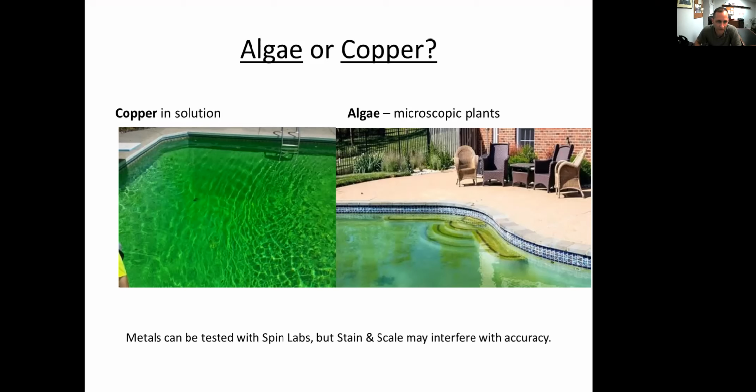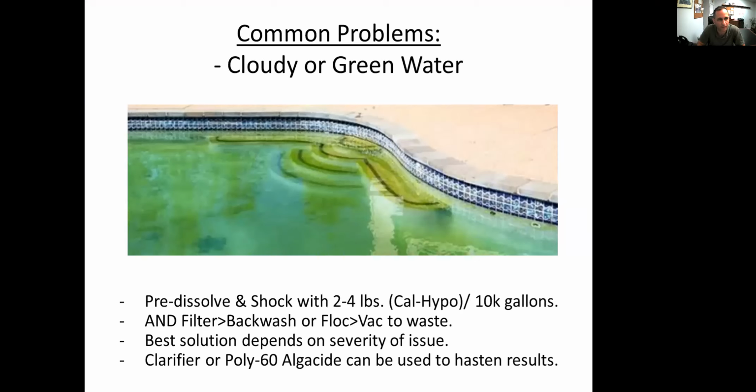You can also test for metals, and if there are metals in the water, like copper, that's a good indication that the green color is from copper. Or if it turns green after shocking, like I said, that's a good indication it's from copper. So I'll talk about that a little bit later. But let's say that the cloudiness is from algae or stuff growing in the water, microorganisms.